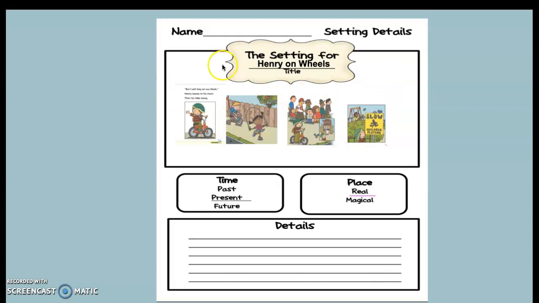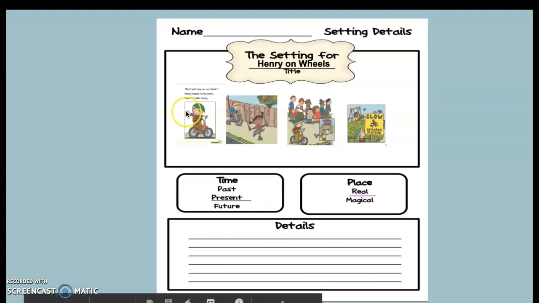So for the setting, we can say that the setting for the story is in Henry's neighborhood. And how do we know that? What details help us know that it is in his neighborhood? If I were to go back in the story, and because I don't have enough time, I only get 15 minutes to record these videos, I would look at this page right here, and it says, "I will stay on our block." That word block, since we know what that word means now, tells me that we're staying in his neighborhood, the block where he lives.